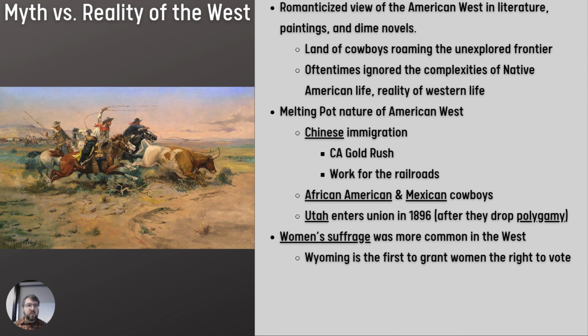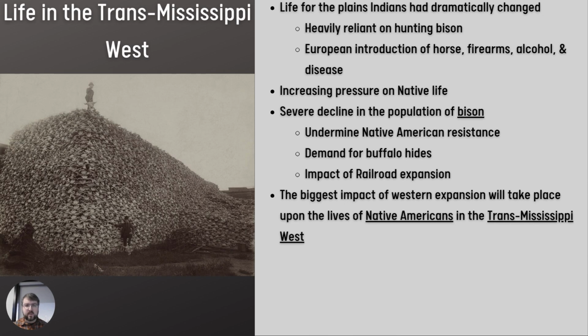You also have women's suffrage. As women move out west, they're gaining more rights in the quote unquote uncivilized region. So they're actually able to vote. In fact, Wyoming is the very first state where women are granted the right to vote. So you see the women's rights movement move westward as America moves westward.